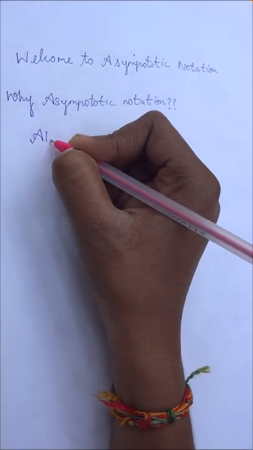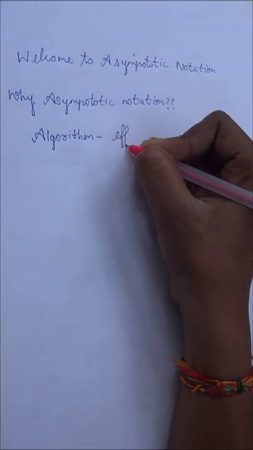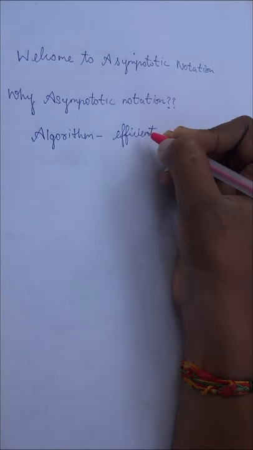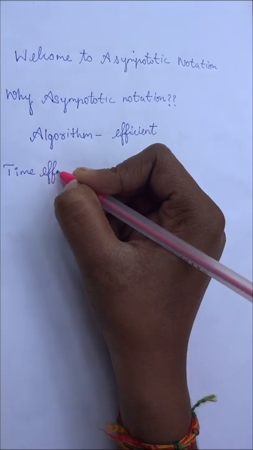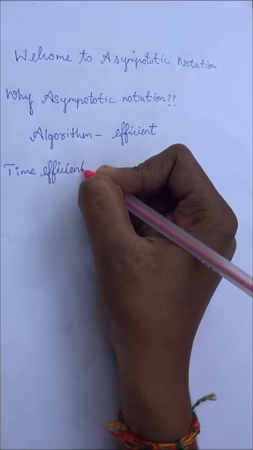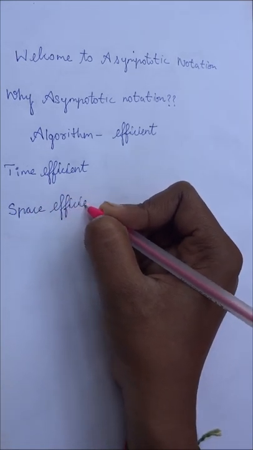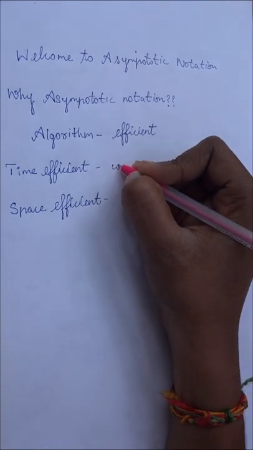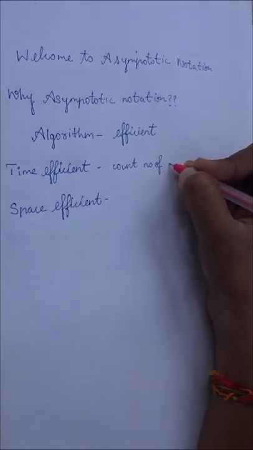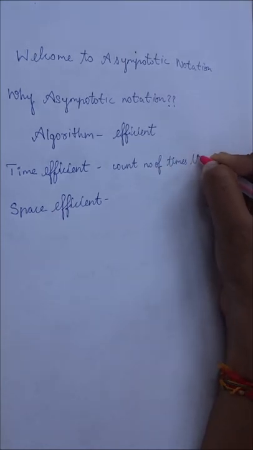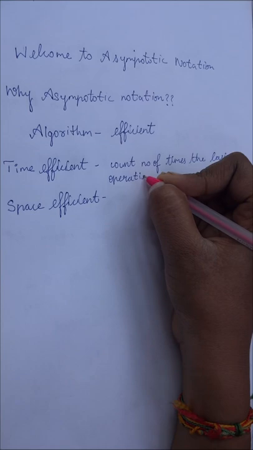We all write algorithms, but the algorithm should be efficient. The algorithm should be time efficient as well as space efficient. Time efficiency is the number of times the basic operation of an algorithm is executed.